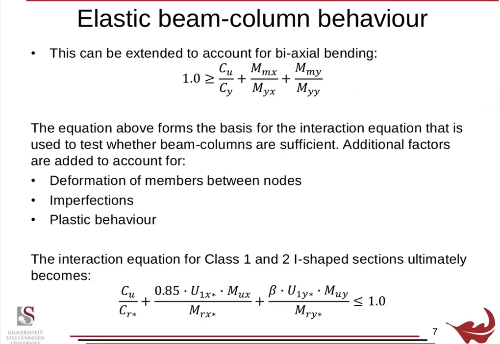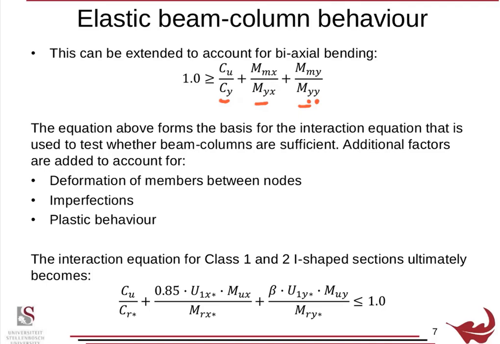Now we can add on biaxial bending to that. So now we add on axial force, moment about x, moment about y. And just be a little bit careful. These subscripts are confusing because one y is an axis and the other y is a yield. So just be careful with that.